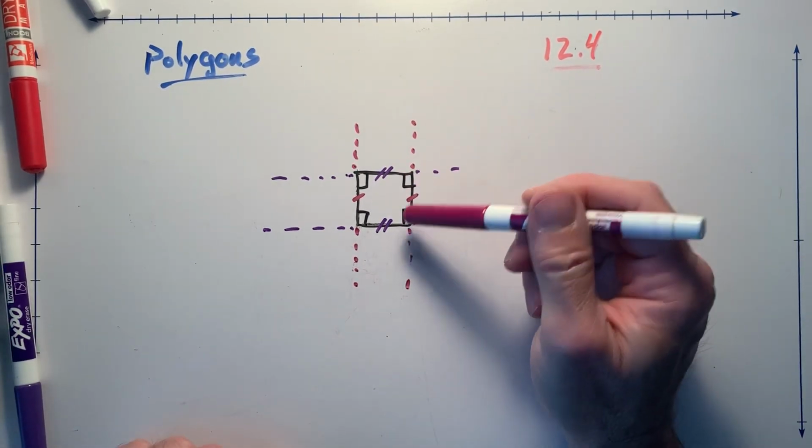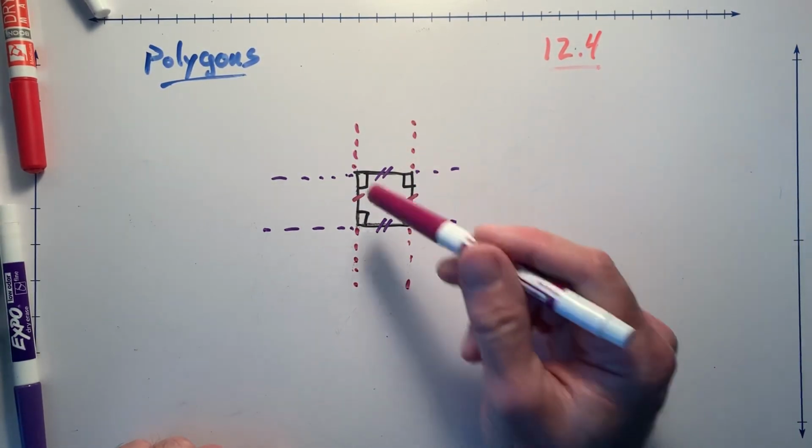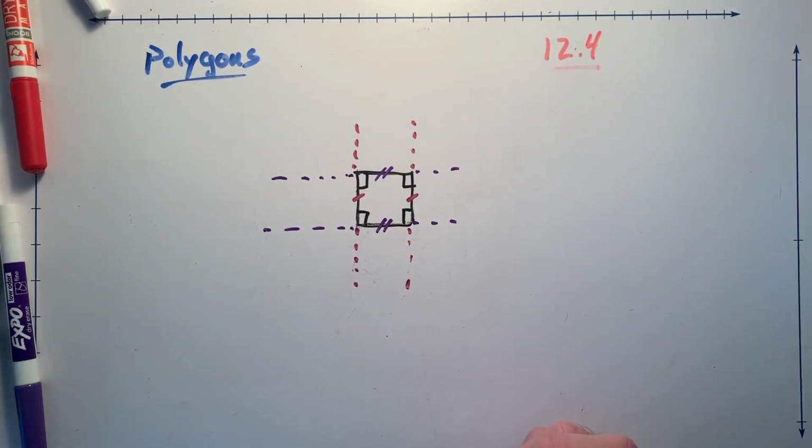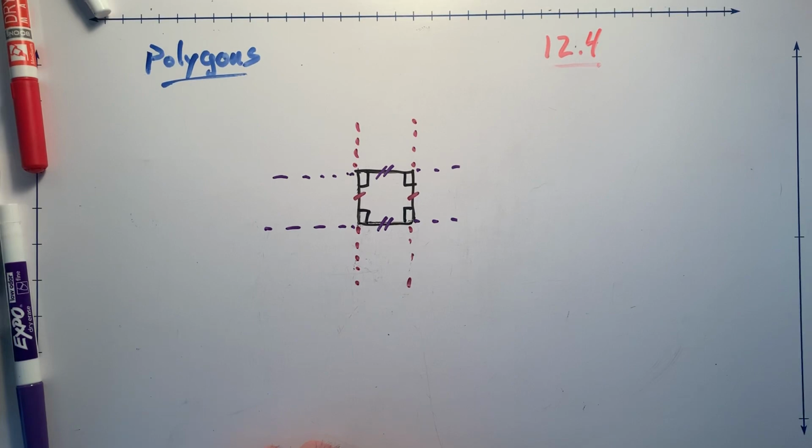Right angles, parallel lines, intersecting line segments. This is a very special shape. So tonight you are identifying, are things parallel, intersecting, or perpendicular? Good luck.